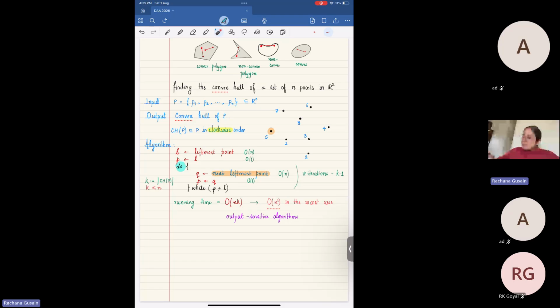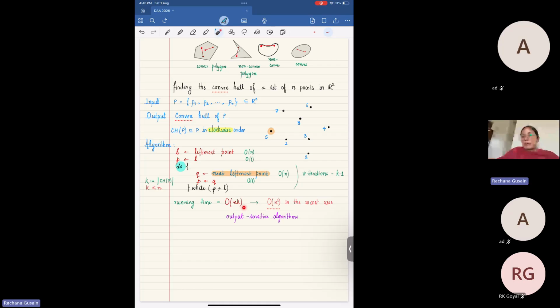What we are saying here is, let's say k is the size of the output. We do not know the size of the output. Then the running time of my algorithm is order n times k, assuming k is the output size. And k is not known to us. In the worst case, k can be at most n, and therefore the running time is order n squared in the worst case.